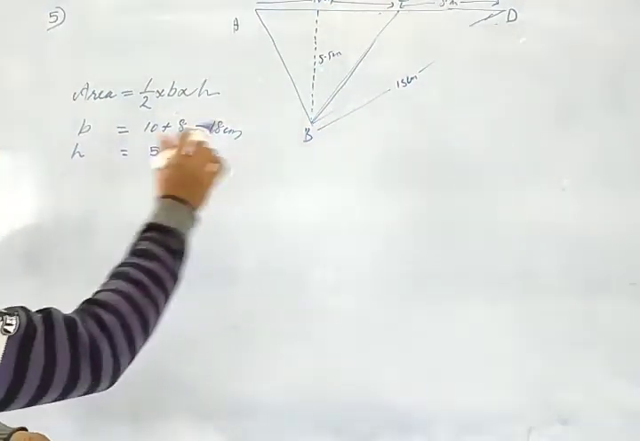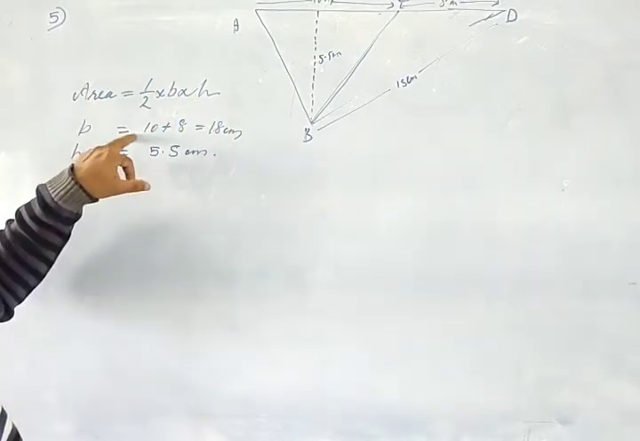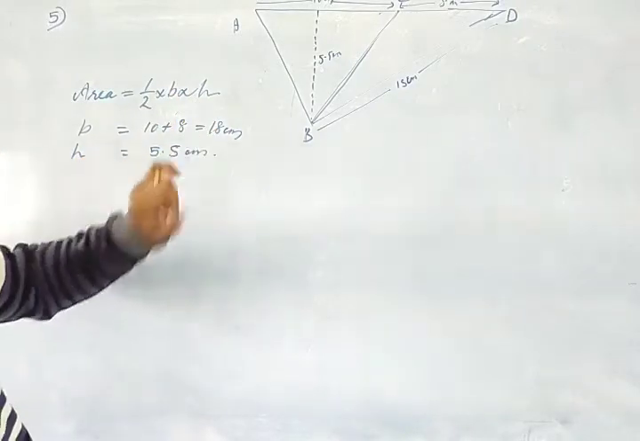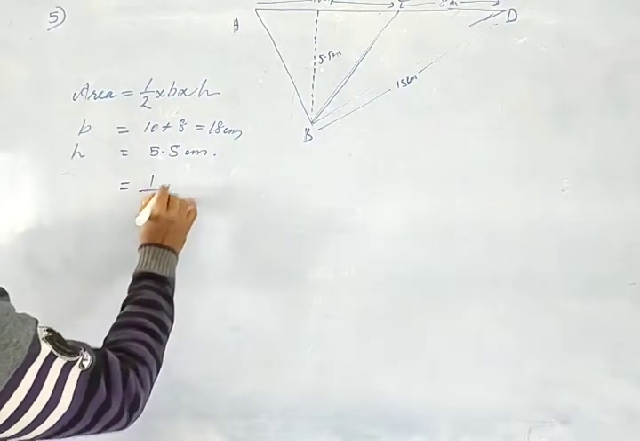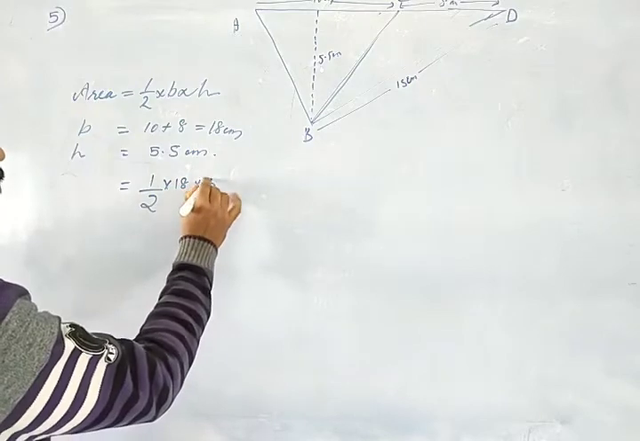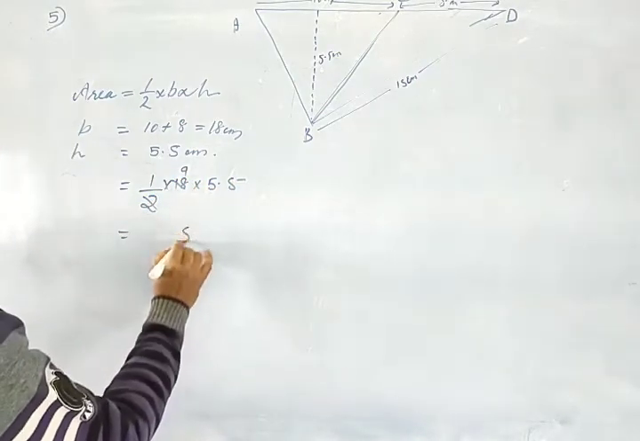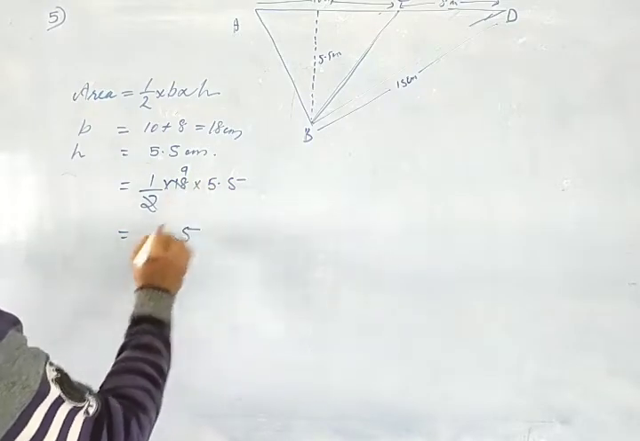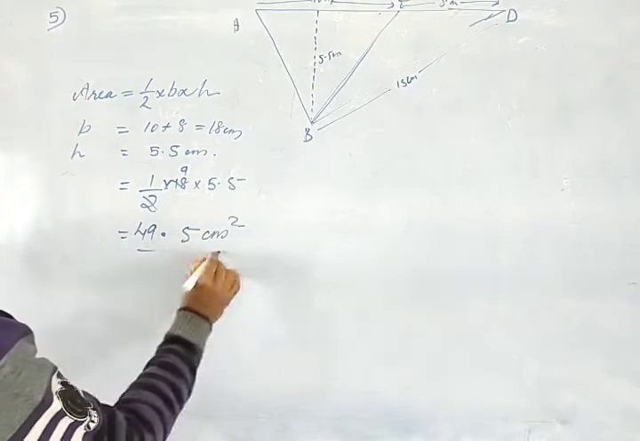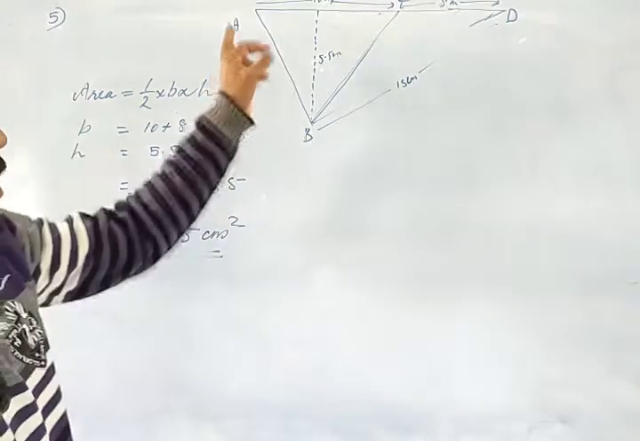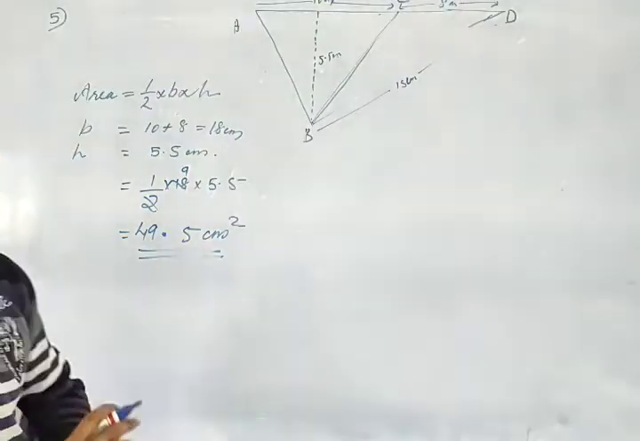Therefore, we can apply this formula. Area is equal to half into base into height. That means the base 18 centimeter and height 5.5 centimeter. Therefore, area is equal to half into 18 into 5.5. Here we can cut, then we get 49.5 centimeter square is the area of triangle ABD. So, triangle ABD area is equal to 49.5.